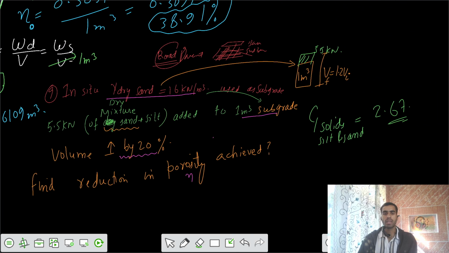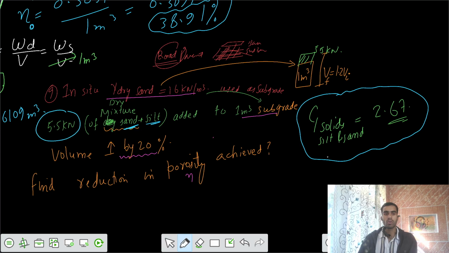If the G value is the same, so we are safe, I would say your calculations become easier. If the value of G is the same for the silt and the sand, and you are adding 5.5 kilonewton, can you calculate the volume of the total sand? That's actually the total weight we have in the second case. Weight of the solids, that's 16 kilonewton plus 5.5 kilonewton. So the total weight of the solids for the second case is 21.5 kilonewton.